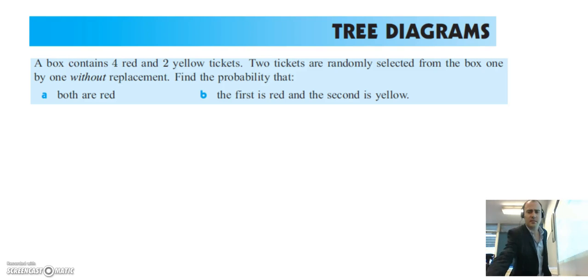Oh, hi there. Let's have a look at some tree diagrams. We're going to use a previous question. A box containing 4 red and 2 yellow tickets. 2 tickets are randomly drawn from the box, one without replacement, so our numbers are going to change.